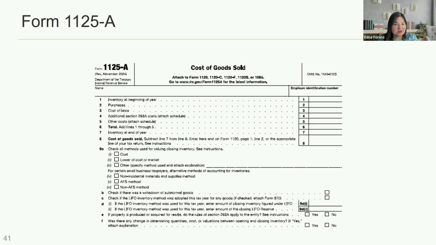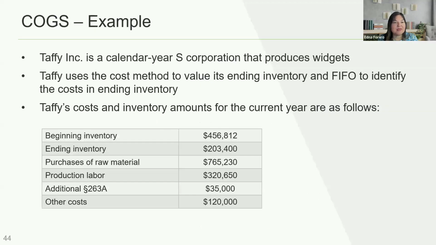The textbook does go through it line by line for you, but for these purposes, we're just going to skim through and look at where we would place some of those numbers that our client is going to give us. So beginning inventory in this particular example for Taffy, they're a calendar year S Corp. They make widgets. Taffy uses the cost method to value its ending inventory, and they use FIFO to identify the costs in that inventory. So here's a list of what their current year expenses are.